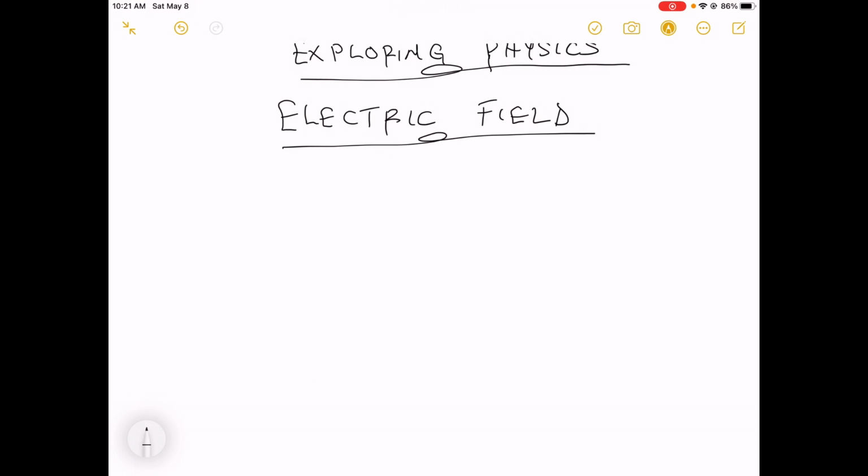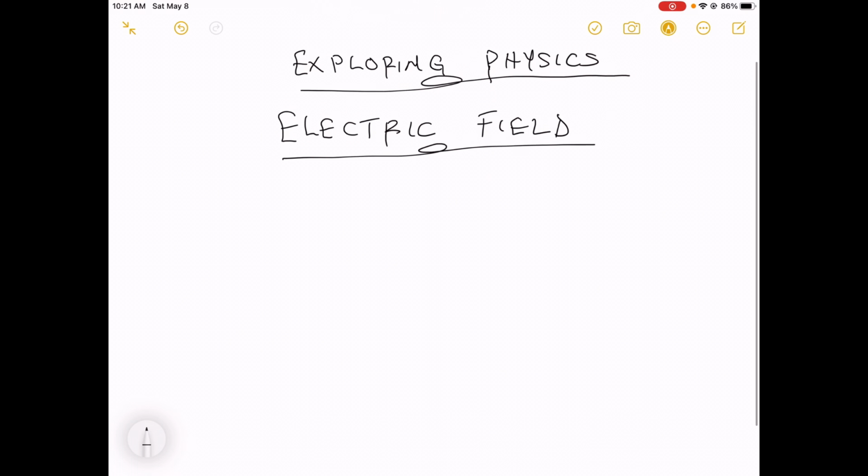So, what we'll be doing today is actually quite simple. I won't be going into much detail. There will be a second video for this particular topic. So I'll be talking about electric field. First and foremost, I'd like to explain what a field is, because I believe if you can understand this concept, then understanding electric field will be quite easier.